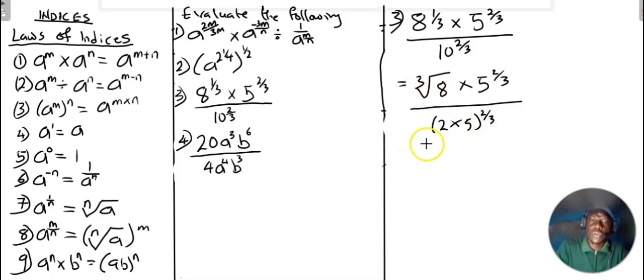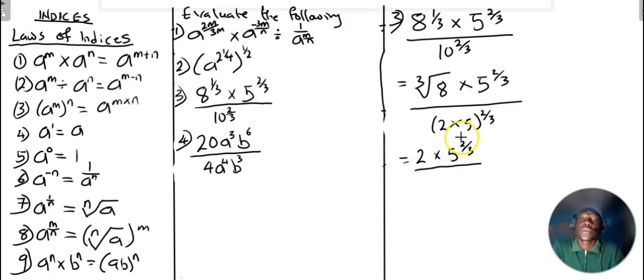Now, what is the cube root of 8? The cube root of 8 is 2. That is 2 times 2 is 4, 4 times 2 is 8. So the cube root of 8 is 2. Then times, we don't have the cube root of 5, it's going to give us a decimal, so we are going to leave it this way. Times 5 raised to the power 2 over 3, all over 2 times 5.